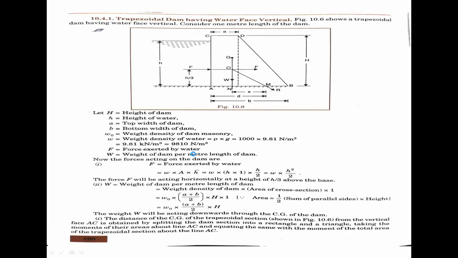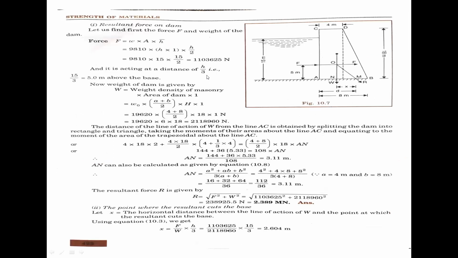Now, sigma maximum equals W by B into (1 plus 6e by B), the total stress across the base of the dam, and the minimum stress is W by B into (1 minus 6e by B). I use the same formula for the trapezoidal condition, taking the base of the rectangular portion. You have to follow the same formula for calculating the maximum and minimum stresses for the trapezoidal dam.